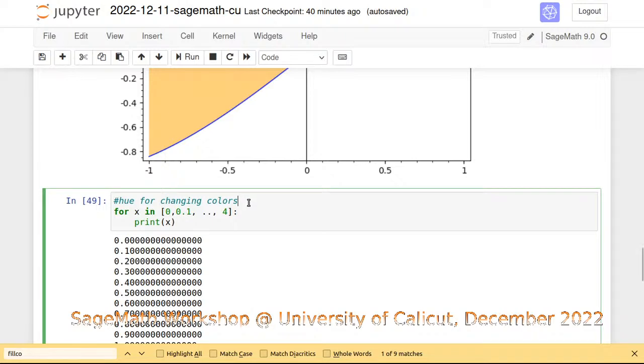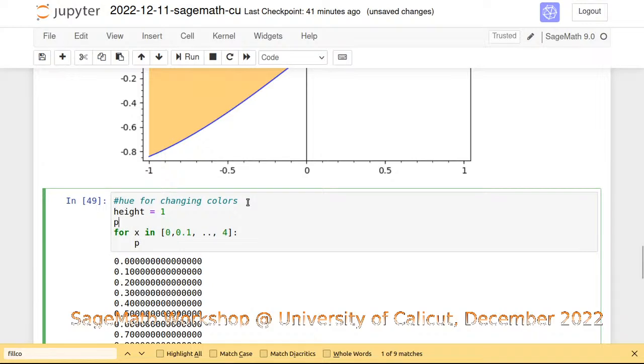So we will make squares. Or otherwise we will make a y height to be always equal to 1. So height equal to 1. So we will make a rectangle. P is the graphics object. Let us now take P plus equal to, we are going to add a rectangle to this by using a polygon. For a polygon, we have to specify the list of points.